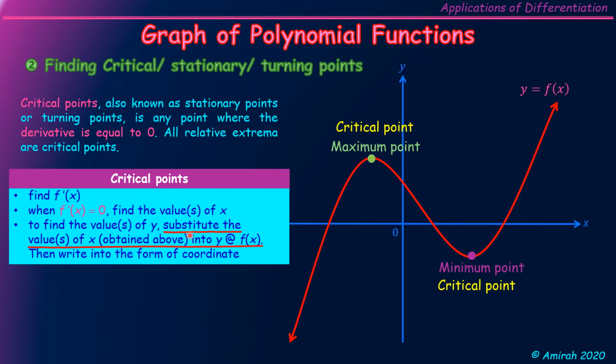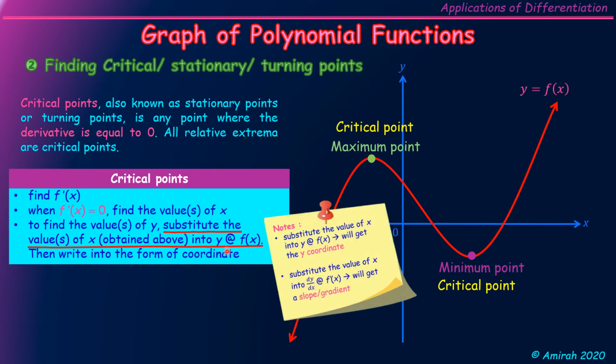Alright, from here, substituting the values of x obtained above into y or f(x), means we will get the y coordinate, right? But if we substitute the value of x into dy over dx or into f prime x or into the first derivative, we will get a slope or gradient. So must be careful.